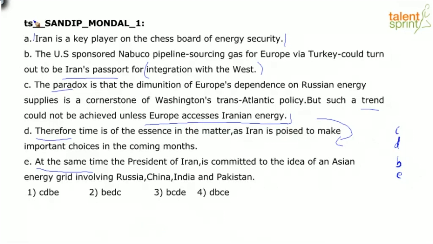And seems like, so keeping in mind clue words. See, it says Iran is a key player on the chessboard of energy security. The linking sentence that is giving information to that, linking Iran with energy, is C. So I think the sequence is after A, it starts with C.